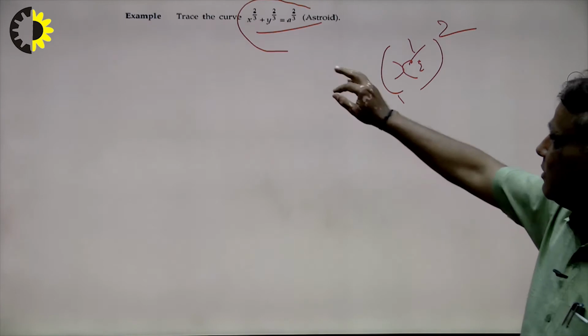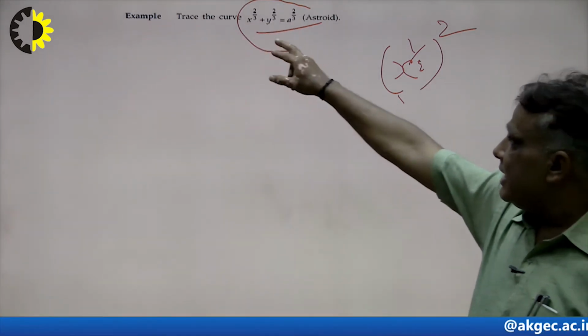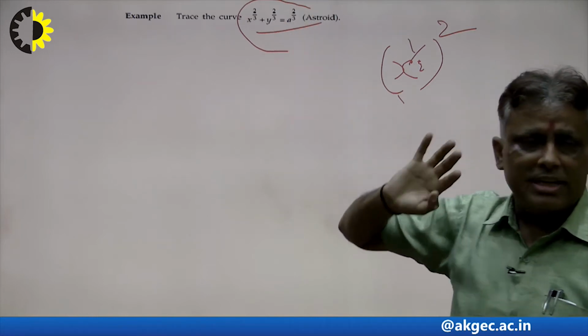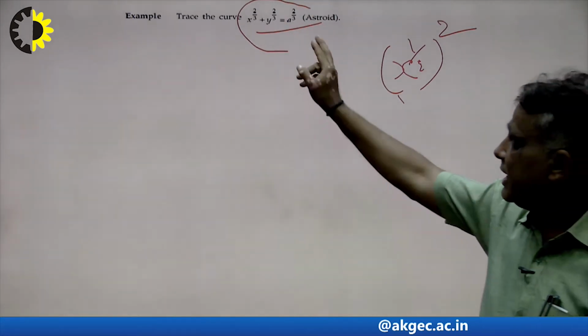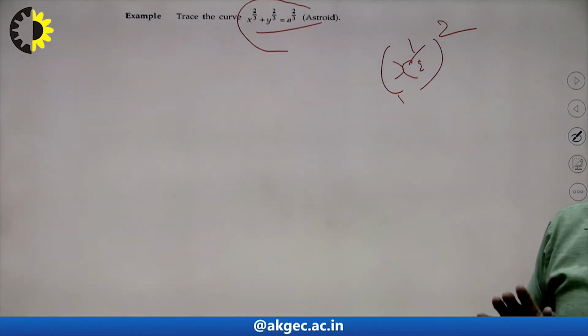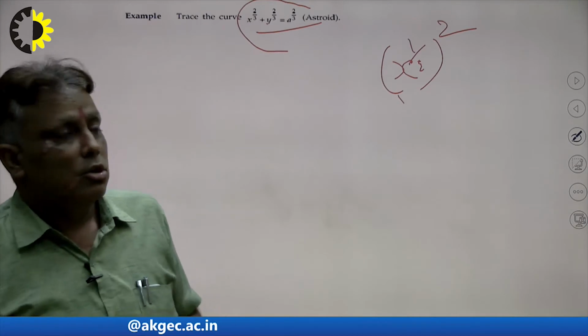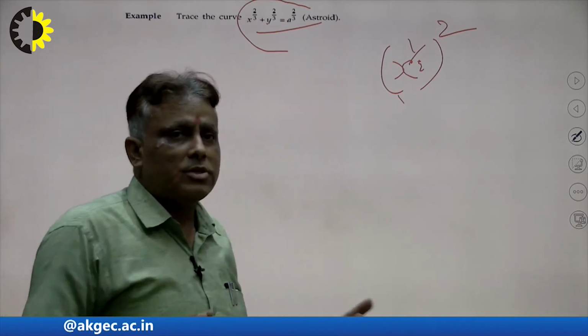That means the given curve is symmetrical about the x axis as well as the y axis. Suppose I write minus y in the place of y, and in the place of x there is no change. Suppose I write minus x and I write minus y, there is no change. So that means this curve contains all four types of symmetry.